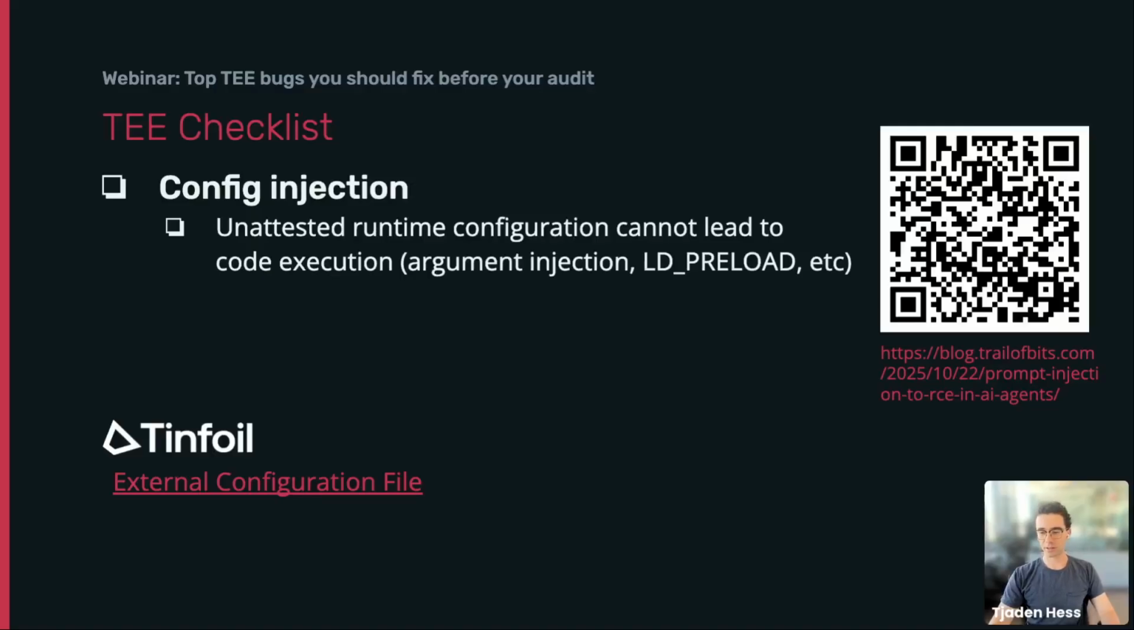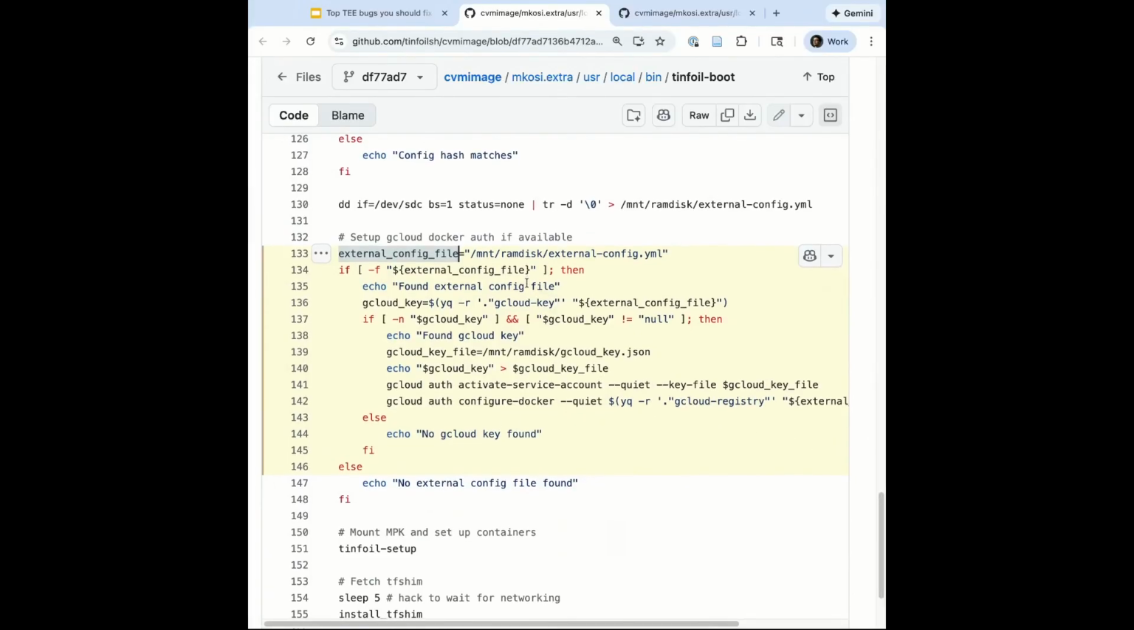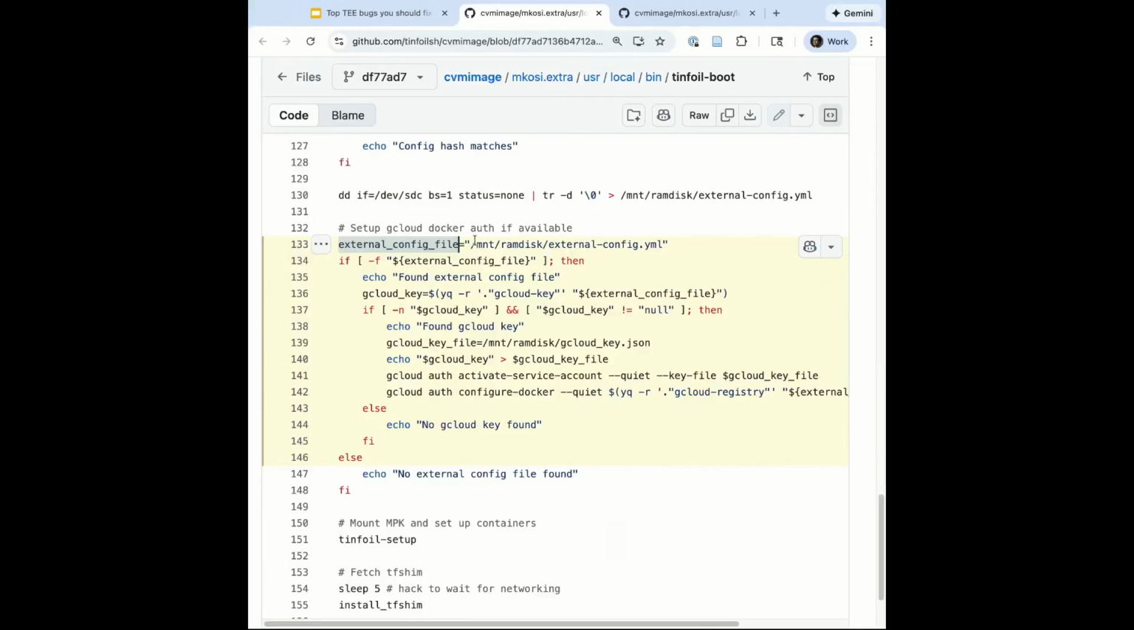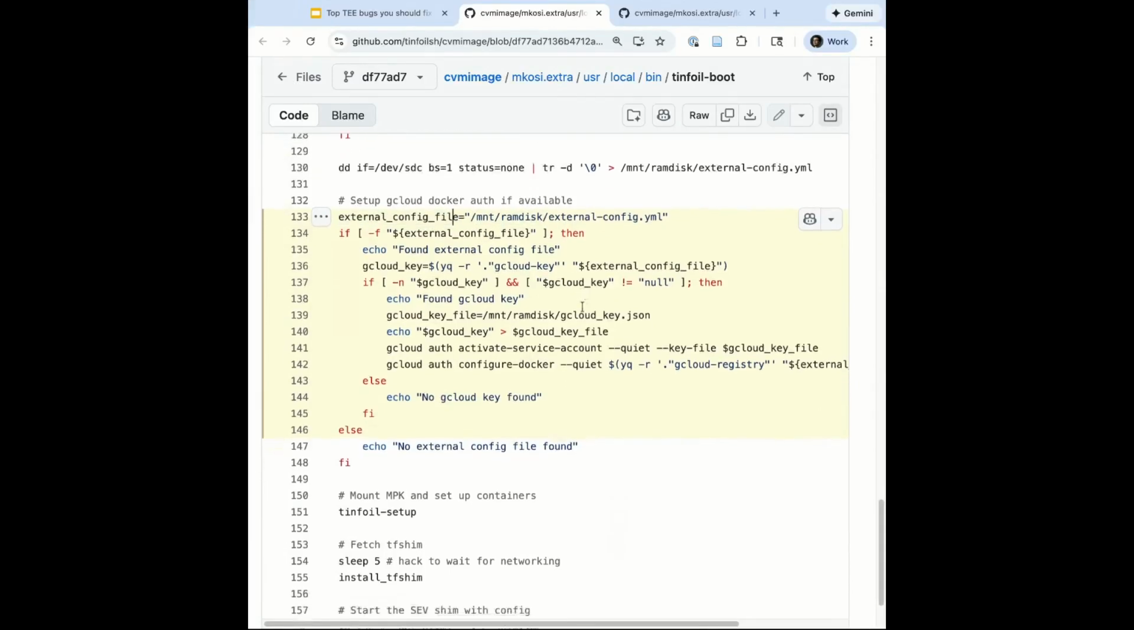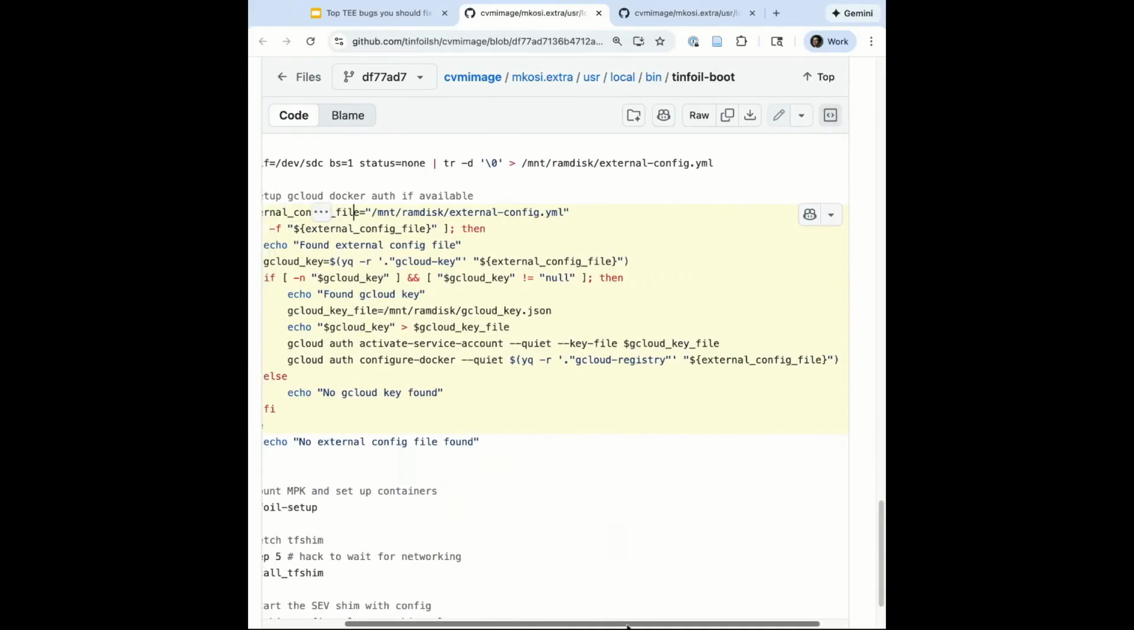So for example, the way that Tinfoil is doing this, they have this external configuration file, and this includes some things like Google Cloud credentials to pull Docker containers. This is not included in the attestation. So any way that someone tampering with this external config file could get something like code execution would be a serious problem.